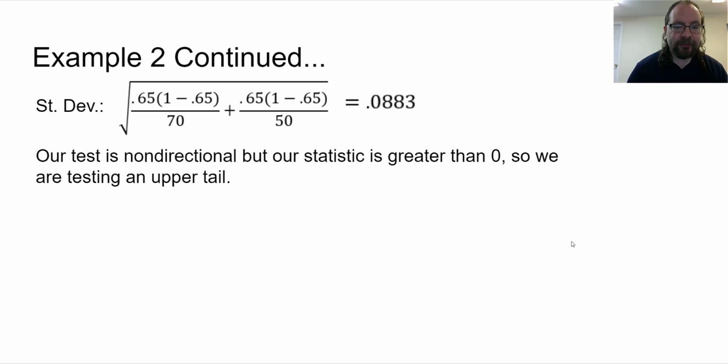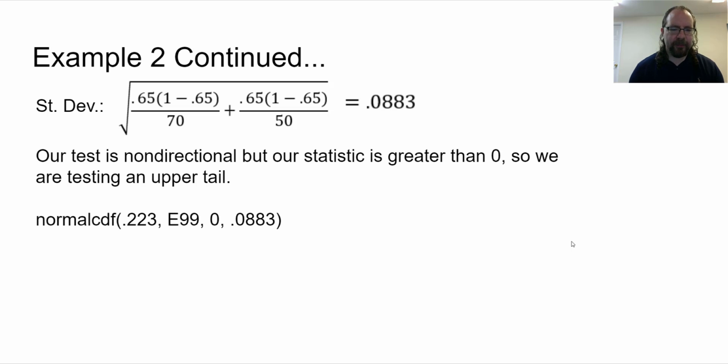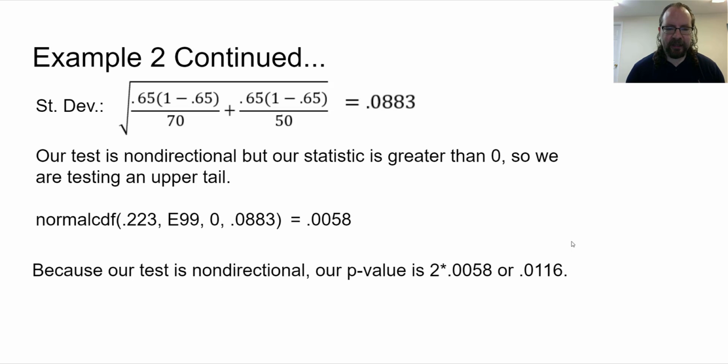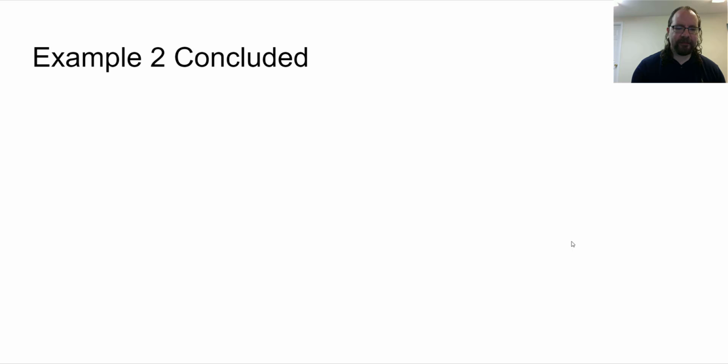Now our test is non-directional, but we see that the statistic, which was 0.223, is greater than 0, so we're testing an upper tail. So that means our statistic will be a lower bound, and positive infinity will be our upper bound. So we do normal CDF again. 0.223 is our lower, infinity is our upper, 0 is our mean, and 0.0883 is our standard deviation. And that's going to give us 0.0058. But we have to remember that our test is non-directional, which is going to make our p-value double what we got from the normal CDF because we have to incorporate that lower tail. So the actual p-value is 0.0116.